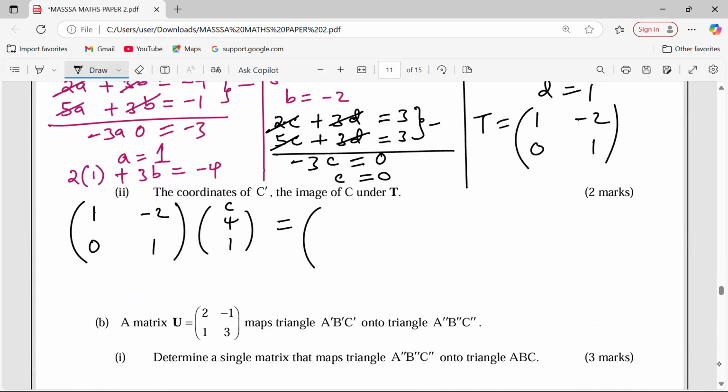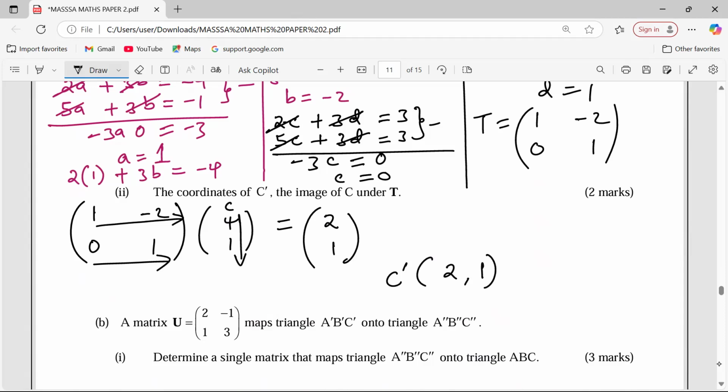So we need this row times the column to give us the first element. So 1 into 4 and negative 2 into 1. This gives us positive 2. Then we go to the second row and the column, whereby 0 into 4 plus 1 into 1 is giving us exactly 1. Therefore, the coordinate of C' is (2,1). Very true.